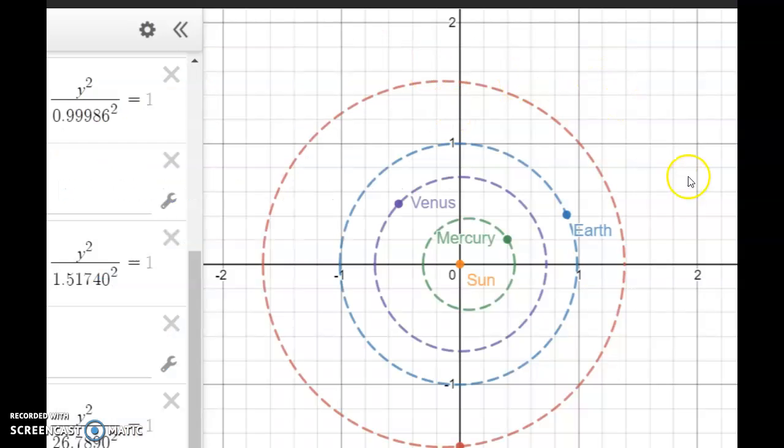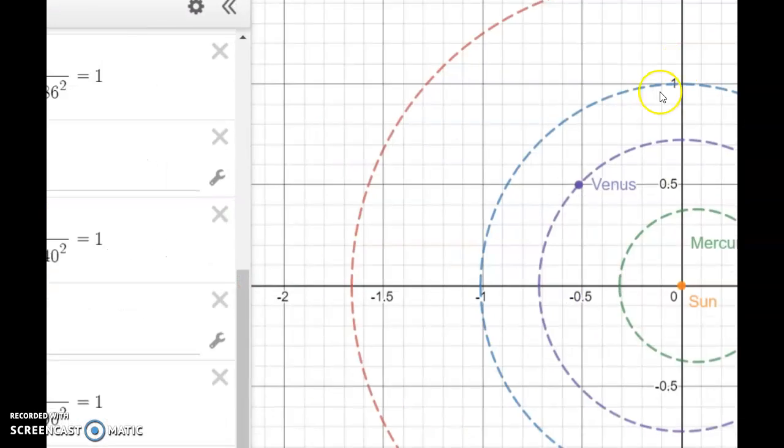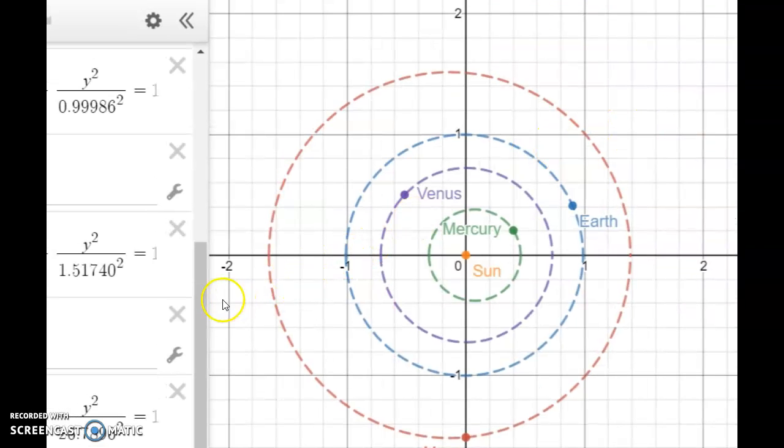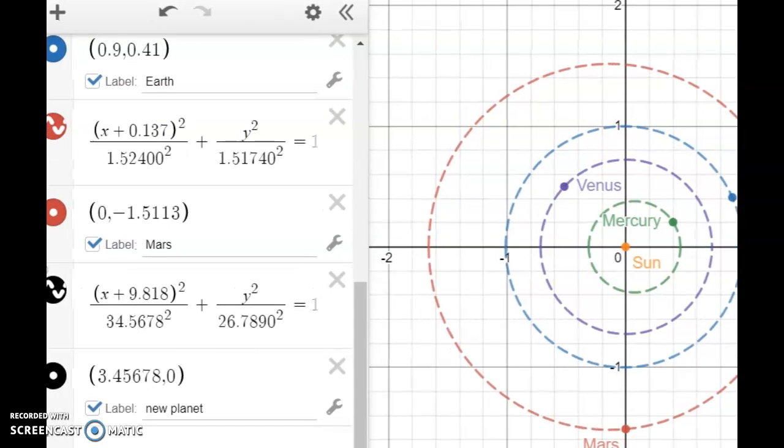Go over to Desmos. Here are the planet orbits of the inner solar system, and again we can see they're virtually circular. Yes, their center is a little bit off because that's where the Sun is. It's not in the center, it's in the focus. Over here on the side, this is where I'm going to plug in the numbers. I need to plug in the numbers for Pluto.